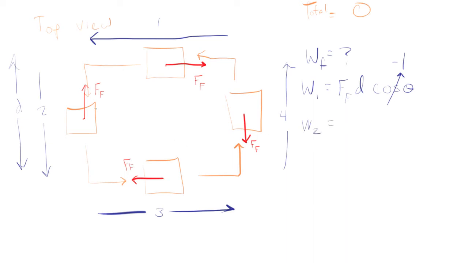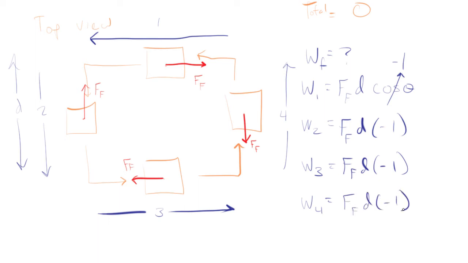Path 2, force of friction is still there. I'm still moving a distance d. Cosine of theta is still 180 degrees. The force of friction is up, our displacement is down, so theta is 180 degrees, so this is still -1. Over path 3, you're going to get the picture here. It's the exact same thing. Friction is to the left, the displacement's to the right, so we get force of friction times d times -1 again. And finally path 4, force of friction times d times -1. It's the exact same thing.